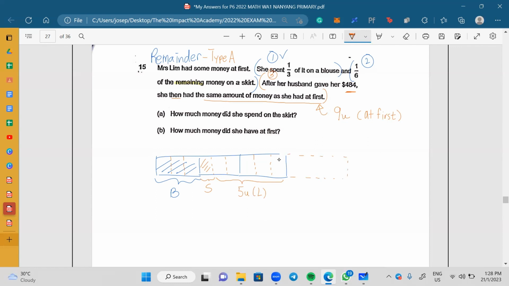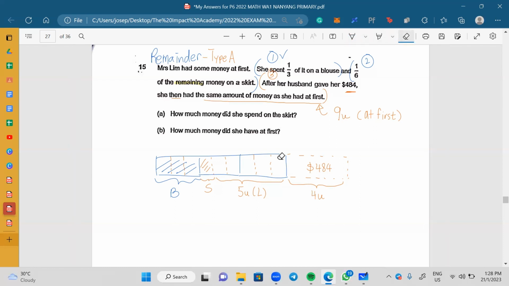We don't know, right? We do. I mean, we can find out. We can find out, very good, because we know that at first it's 9 units, and now she's left with 5 units. Husband gave her another 484. Now she is back to 9 units. So this is 4 units. Am I making sense here? So the husband gave her 4 units.